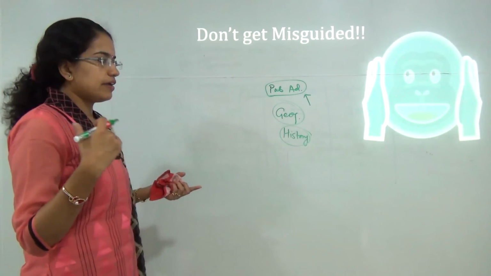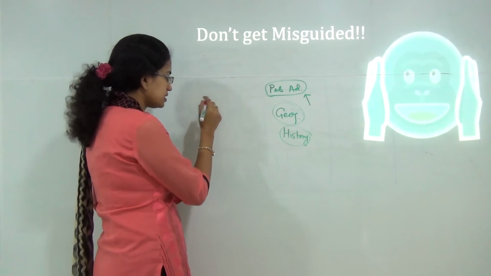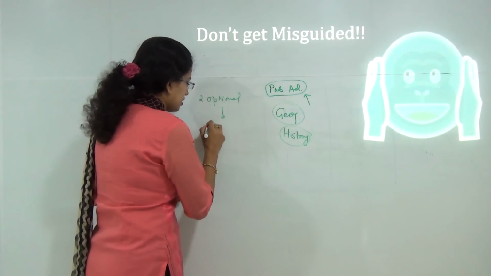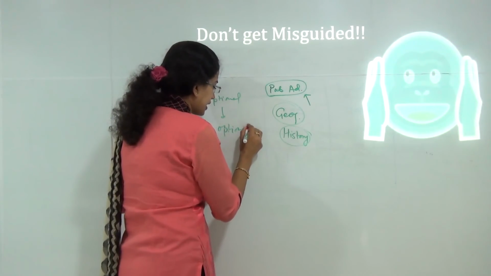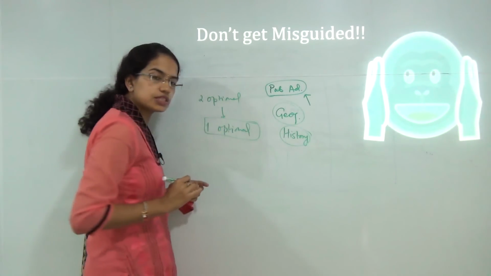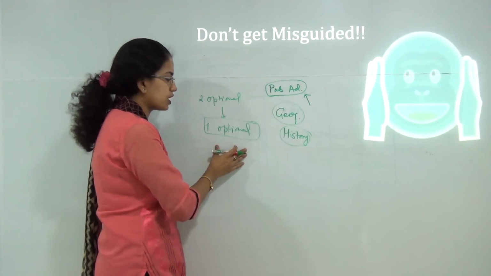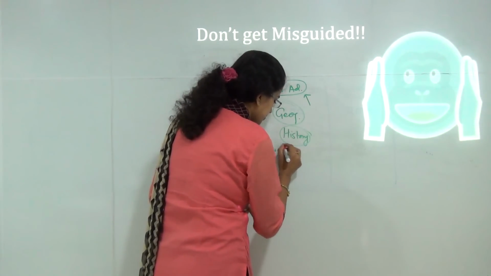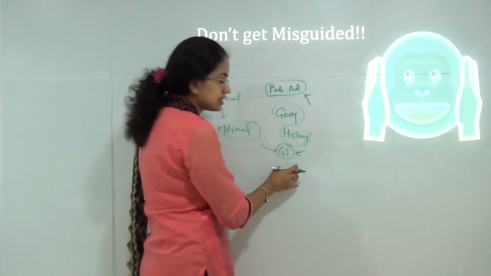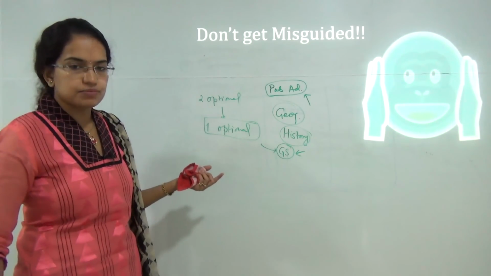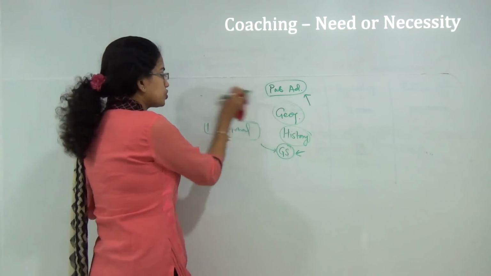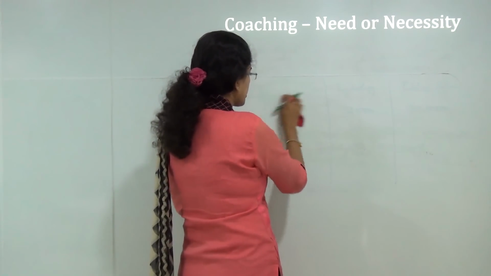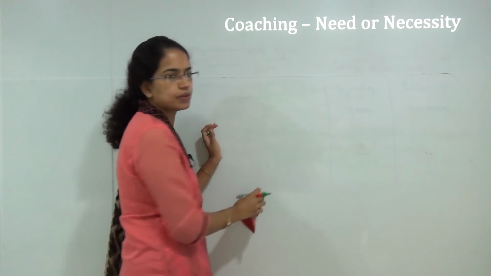Now again, if I talk about trends, since the paper pattern has changed from 2 optionals to 1 optional, there has been a significant reduction in the importance of the optional subject. So it's very important to focus now that the optional fetches very few marks as compared to GS. So GS has become a substantial area of focus. So any subject that you choose should be your subject of expertise, and you should not go by the blind sayings of the people around.